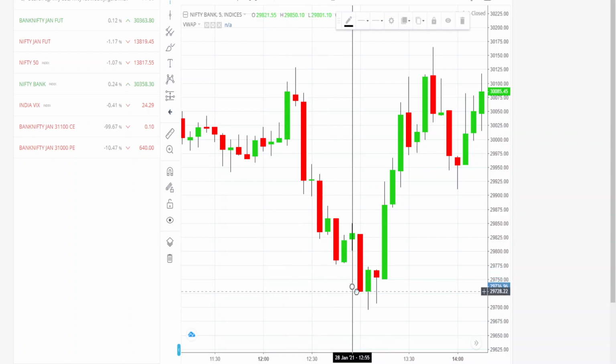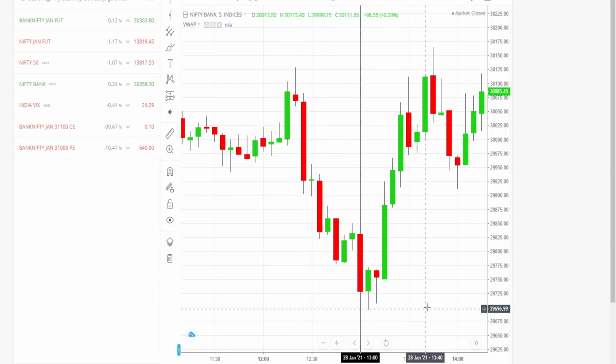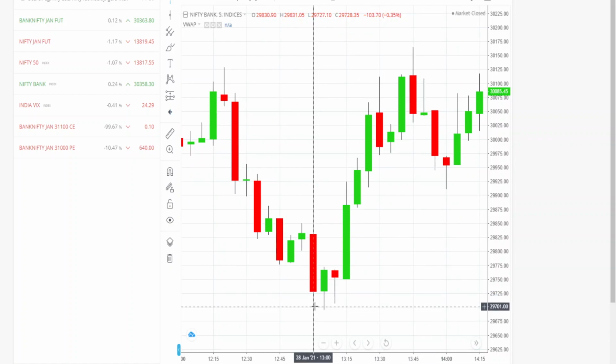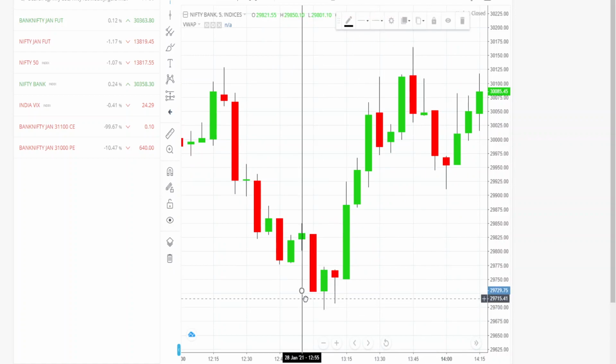So 1 o'clock closing means 12:55. See here, and this is 1 o'clock closing. 1 o'clock, that is 13.5 now. This is 1 o'clock closing. Came spike down. How much did it come down? So closing 29,832. So around 150 points.